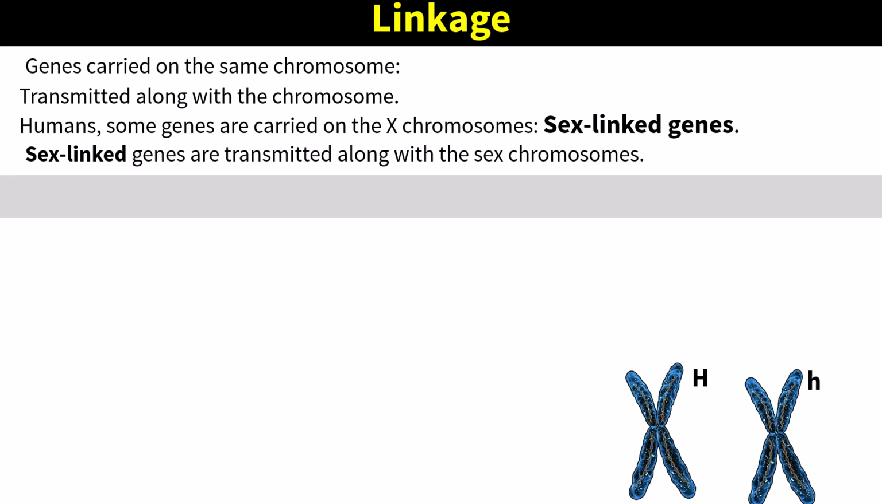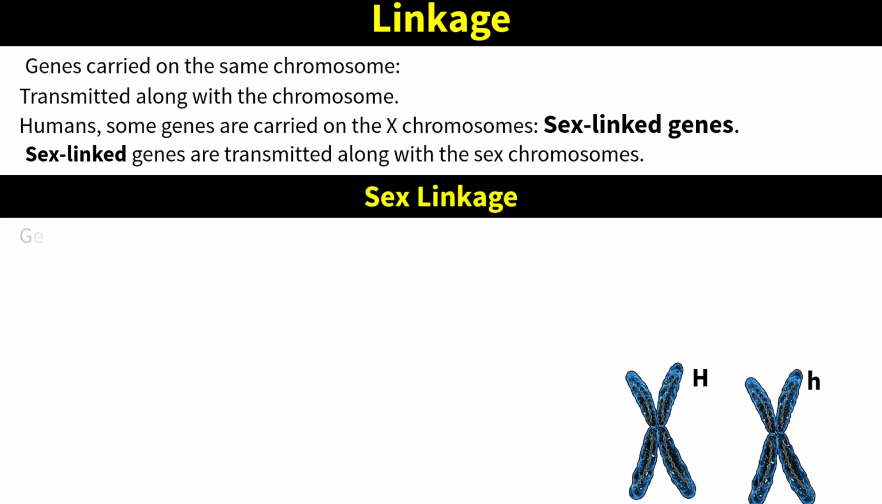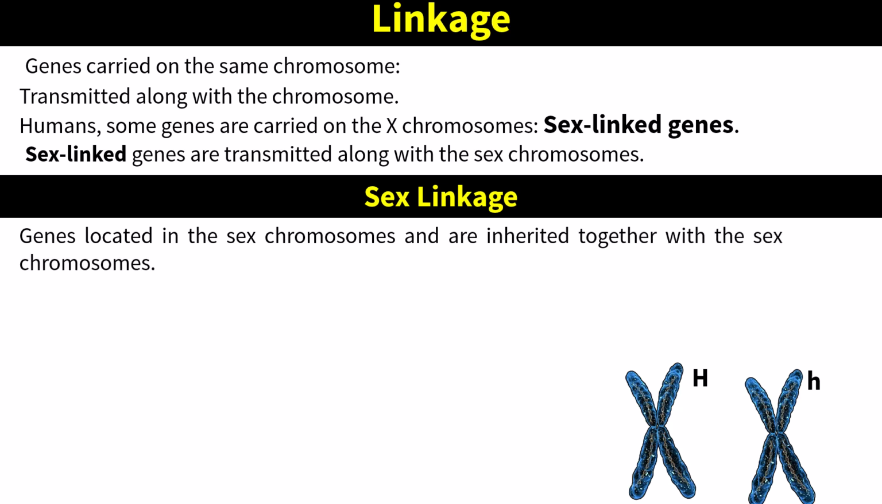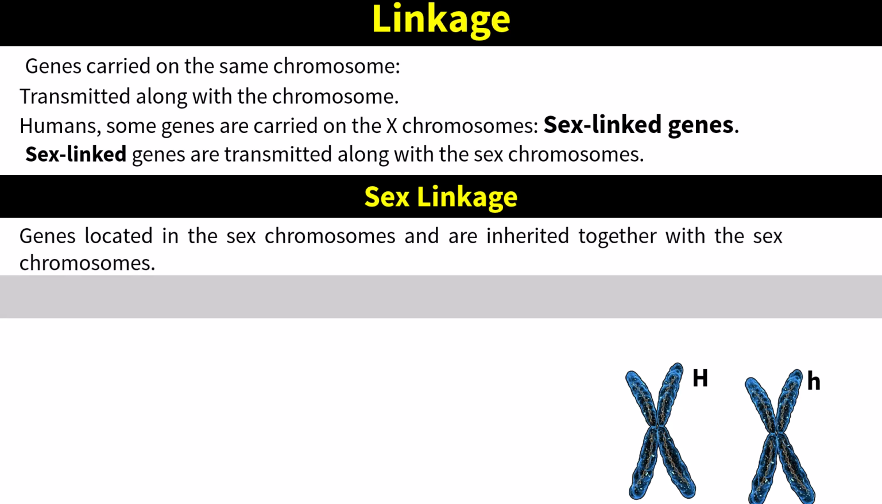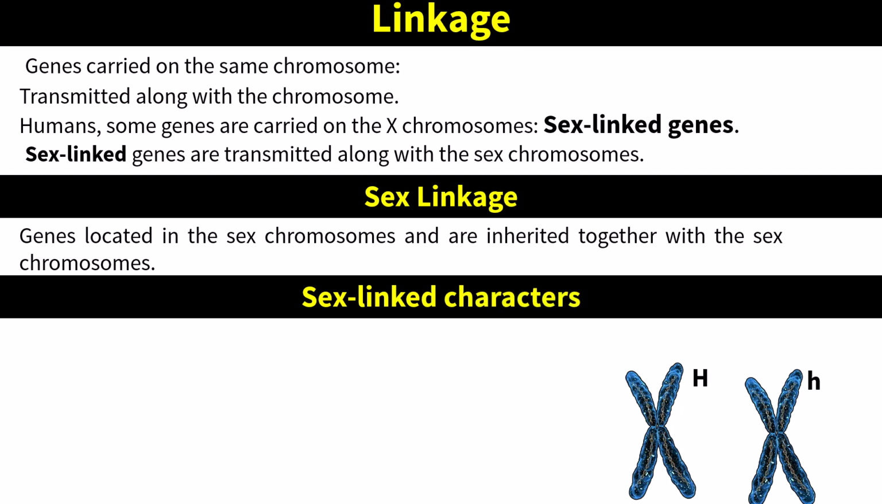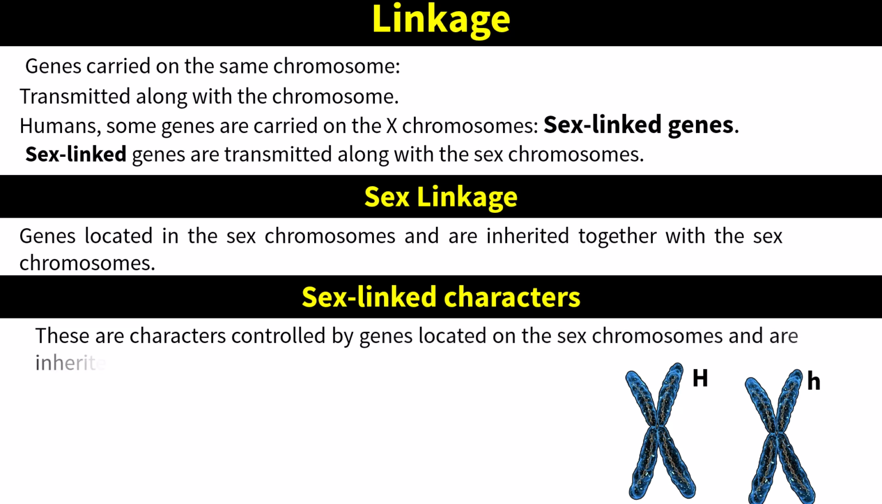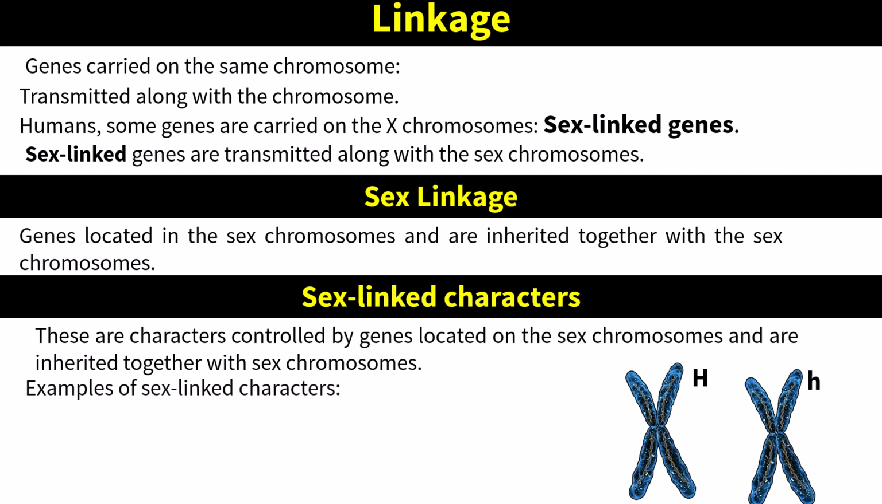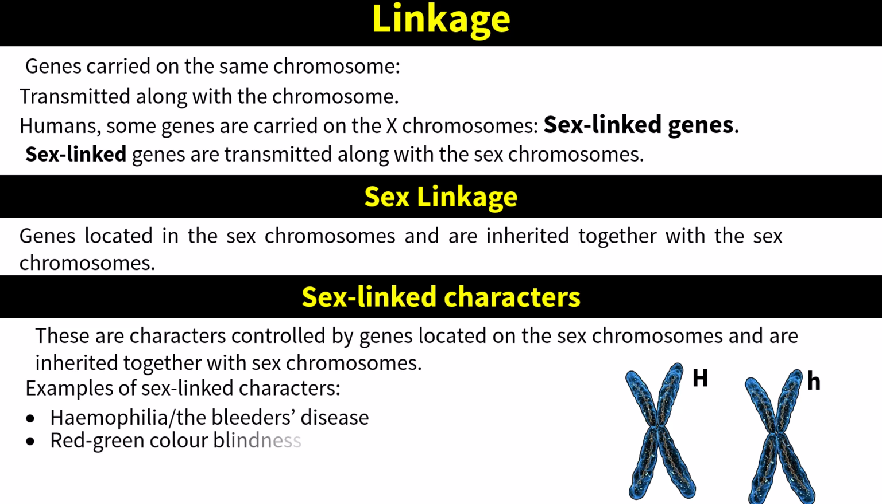of an individual. Sex linkage. This is where genes that don't control sex are located on the sex chromosomes and are inherited together with the sex chromosomes. Sex-linked characters. These are characters controlled by genes located on the sex chromosomes and are inherited together with sex chromosomes. Examples of sex-linked characters: hemophilia, the bleeder's disease, red-green color blindness, premature balding.